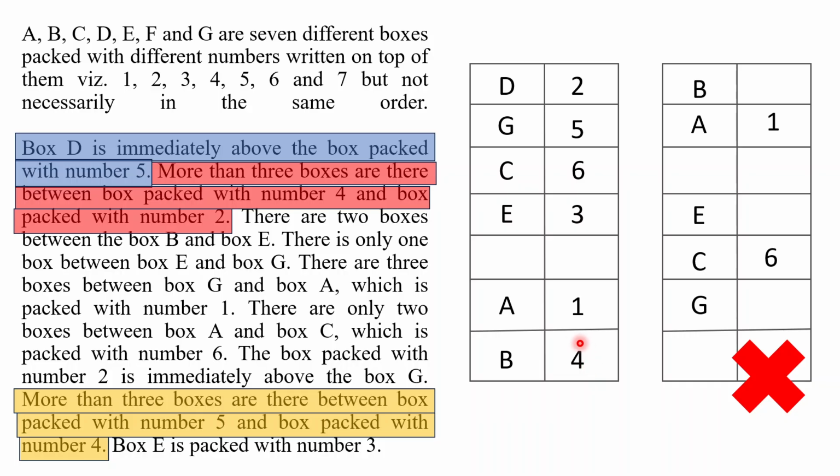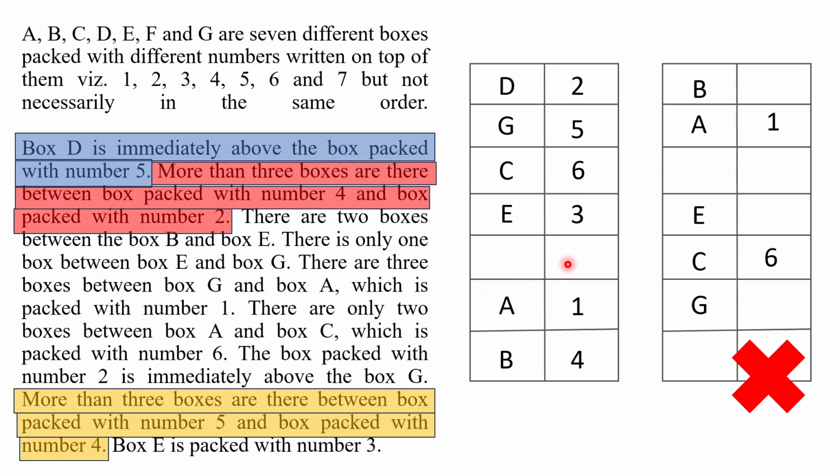Now the statement linking to box number 4 is the red highlighted portion which says more than 3 boxes are there between the box packed with number 4 and the box packed with number 2. So here this is box number 4 and on the top of this arrangement there is box number 2 and between them you can see that the number of boxes is more than 3. Let's count 1, 2, 3, 4 and 5. There are 5 boxes between box number 4 and box number 2, which is clearly more than 3. Okay, so all the highlighted portions are covered.